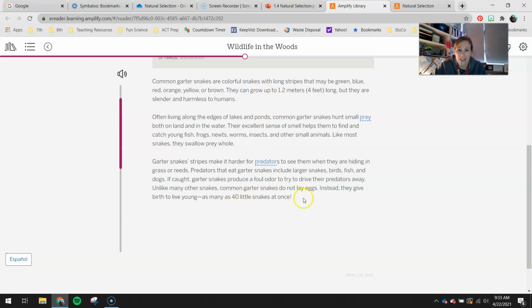Like, for instance, this last little one: reptiles lay eggs, but garter snakes give live birth, which is really crazy to me. I can't imagine looking at a garter snake as it's giving birth to 40 babies, like, ugh. Sorry, can't handle it, not my jam.